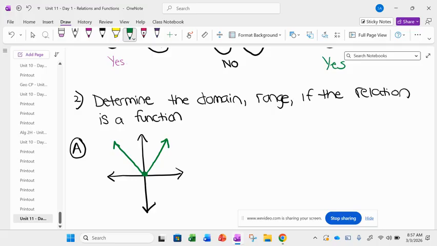Okay, so for the domain, remember, we said the domain are the x values. Do we agree? So when we have a coordinate plane, the horizontal axis is our x-axis, the vertical axis is our y-axis.